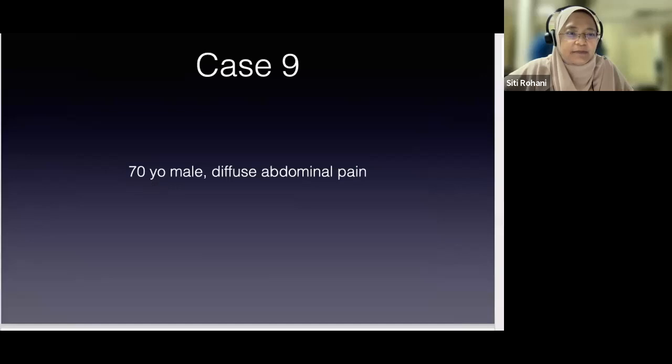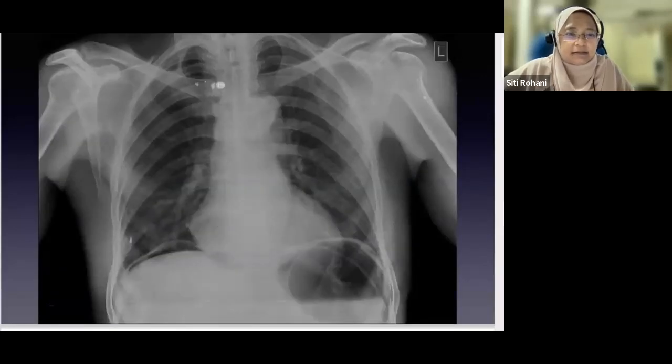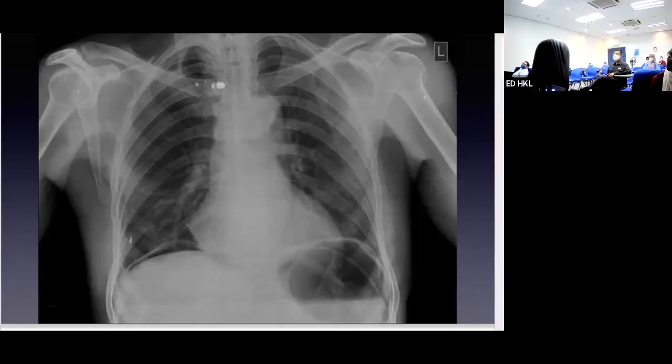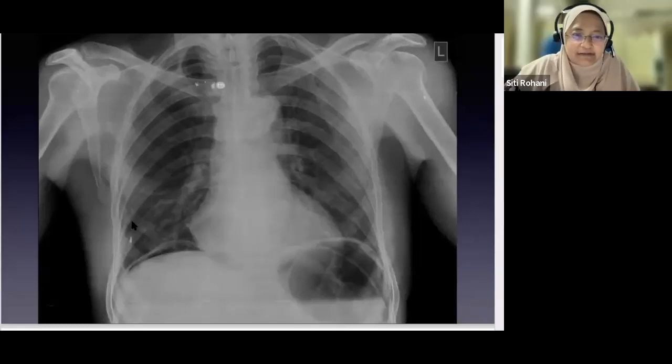70-year-old male, diffuse abdominal pain. This is quite obvious. Anyone can shout out the diagnosis. You can see it from the back of the room, I think. Okay, gas under the diaphragm. Yes, very good. It's gas under the diaphragm. It's very obvious on the right side.